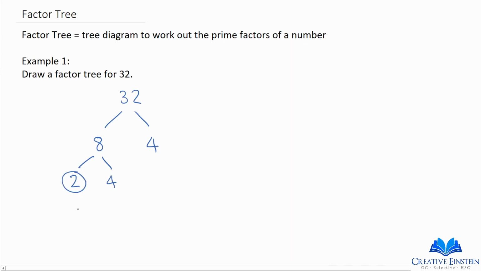2 is a prime number. I'm just going to circle it to remind myself. So now that 2 is a prime factor, that's the end of that branch. 4, I've got 2 times 2 equals 4. So again, I'm putting circles around them to remind me it's the end of that branch. And for 4, again, I've got 2 and 2. So this is my factor tree of 32.